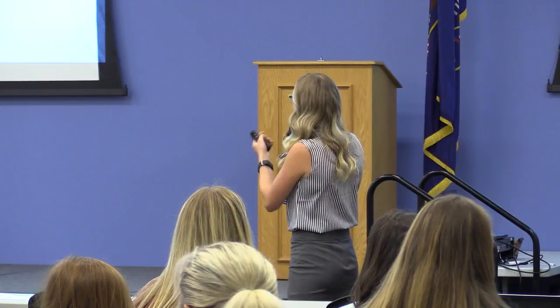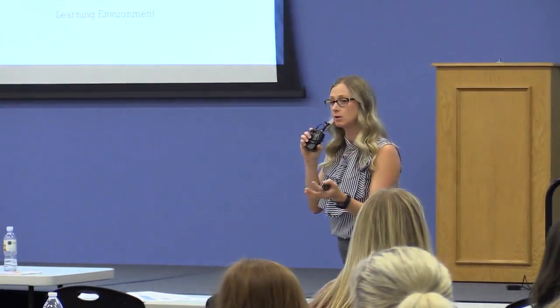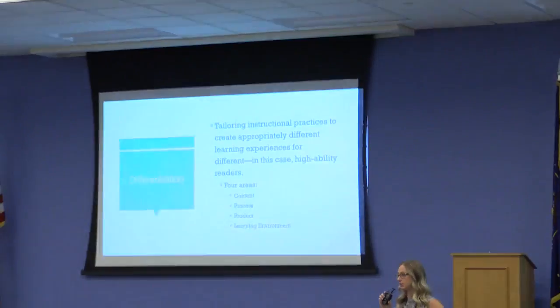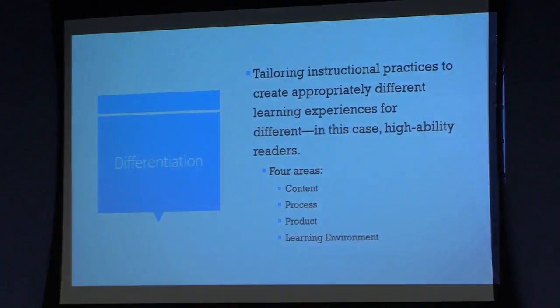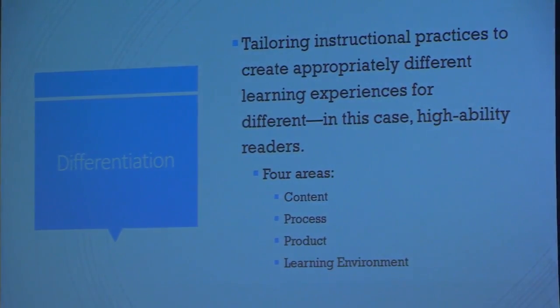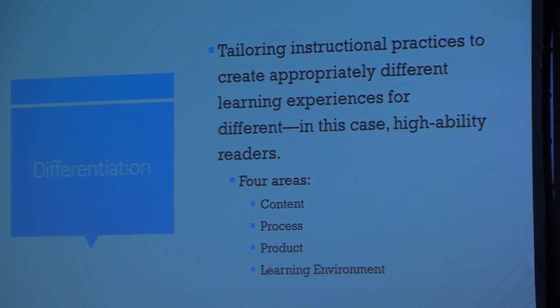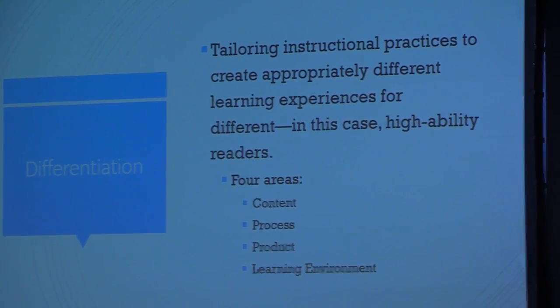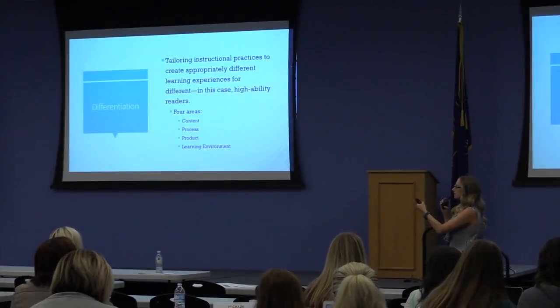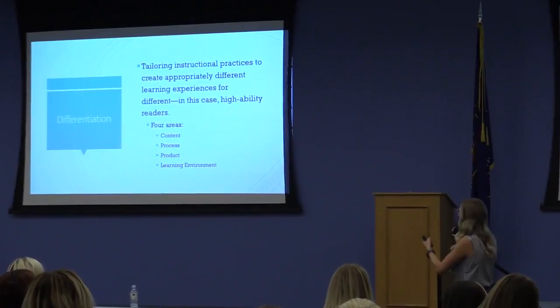So when we look at differentiation, I know we talked a little bit about differentiation, how everybody gets differentiation in their core one. When thinking about that, it's tailoring their instructional practices to create a different kind of something for them. So in our high ability readers, there's four areas, and we'll talk about these four areas in depth on each one. But there's content, there's the process, there's the product and the learning environment.